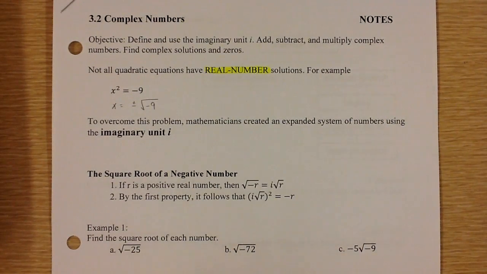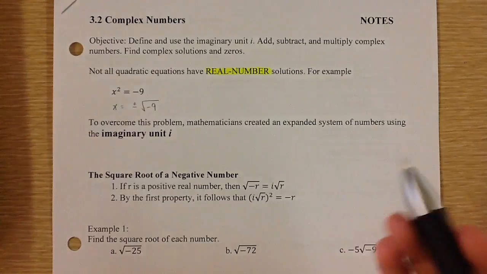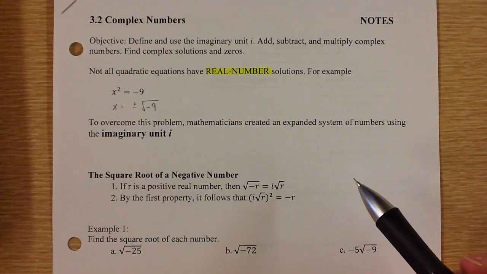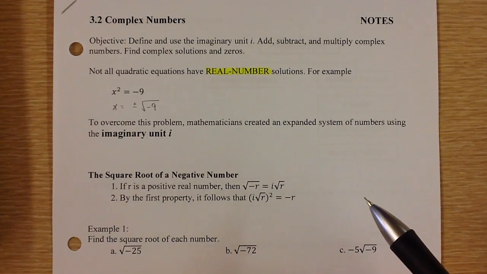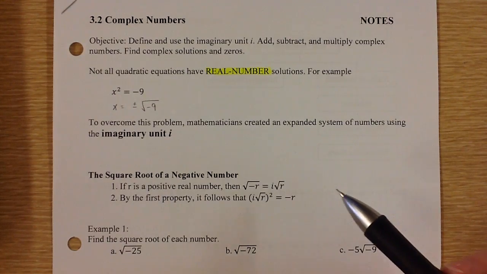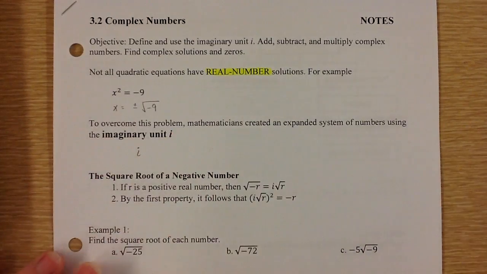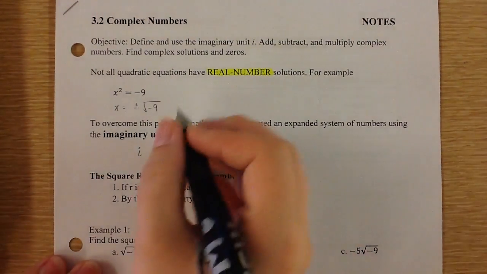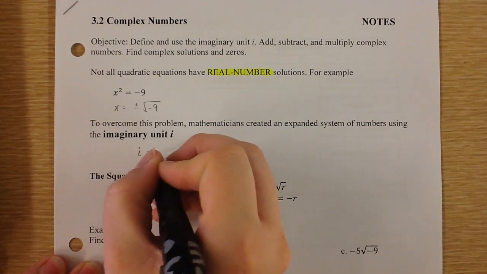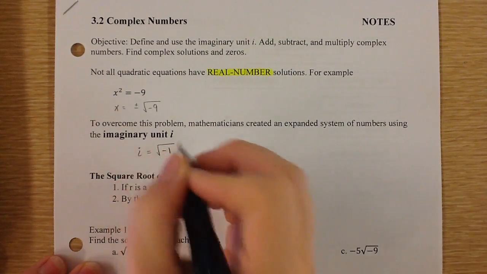Way back when we were first solving quadratic equations, they wanted a way of representing the solution to this type of equation. So to overcome this problem, mathematicians created an expanded number system using the imaginary unit i. They decided to let lowercase i, and I always put a little tail on it so it doesn't look like a 1, be equal to the square root of -1.